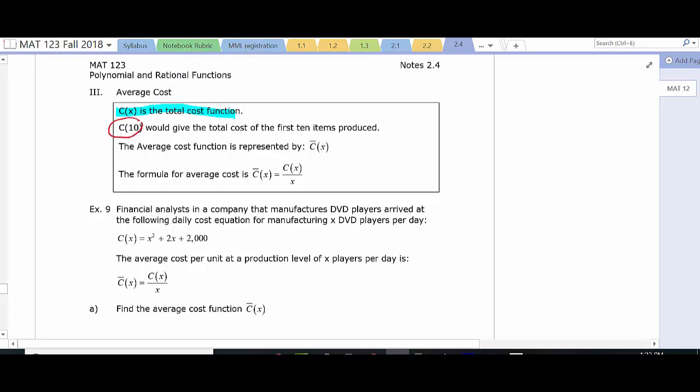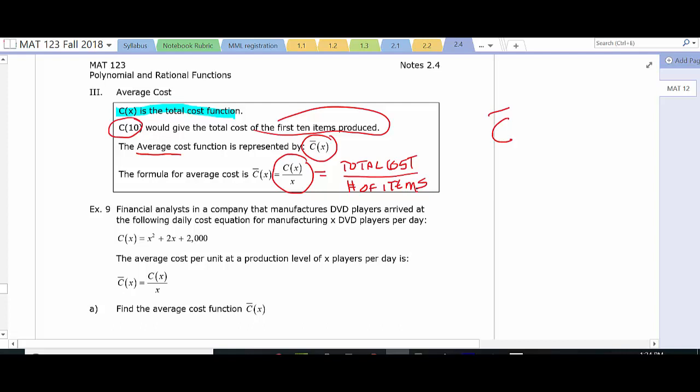Like if you see C of 10, that doesn't mean how much the 10th item cost. It means how much all 10 of your first items cost. And that will change depending on how many things you are manufacturing. The average cost we just represent with the bar. So anytime you see C bar, that means you're looking at an average cost, and you have to use this formula to do this. So the average cost is just the total cost divided by the number of items that you're producing. When you divide it by how many items you're producing, you're averaging out the cost of the items you're doing.